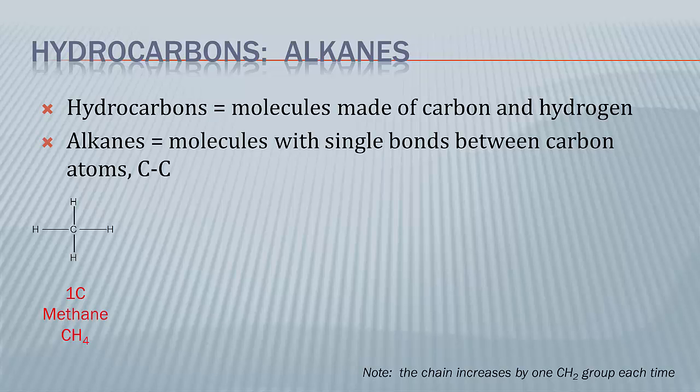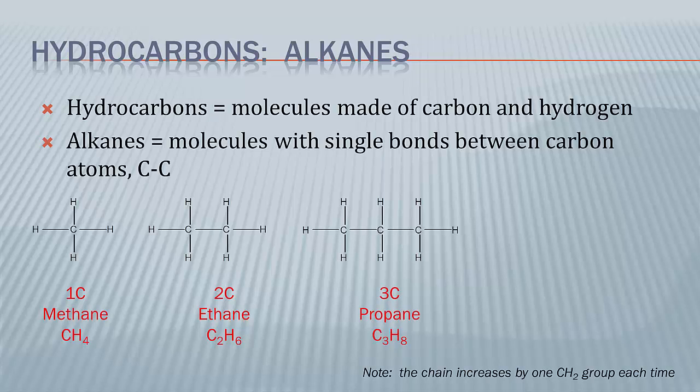The next molecule in the series is ethane. Ethane has 2 carbons bonded together with a single bond, and 6 hydrogens filling up the rest of the bonding spaces. So ethane has a formula C2H6. If we add a 3rd carbon to the chain, we'll get the 3rd molecule in the series, which is propane. 3 carbons bonded together in a line with single bonds, and 8 hydrogens filling up the bonding spaces. This is propane. Adding another carbon to the series gives us our 4th molecule, butane.